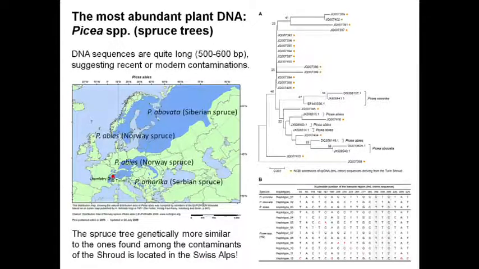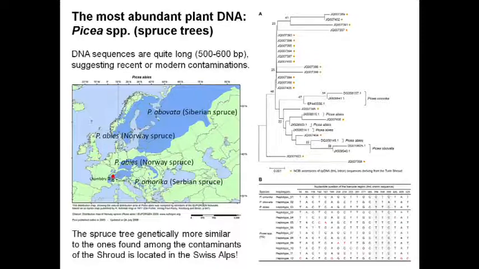The most abundant plant DNA we found in the Shroud belongs to Picea abies, which is Norway spruce. A number of diagnostic single nucleotide polymorphisms allowed us to discriminate Norway spruce from other very similar species like Serbian spruce or Siberian spruce. We know that the DNA sequences are quite long, longer than 500 or 600 base pairs. So this finding suggests that they are coming from recent or modern contaminations.